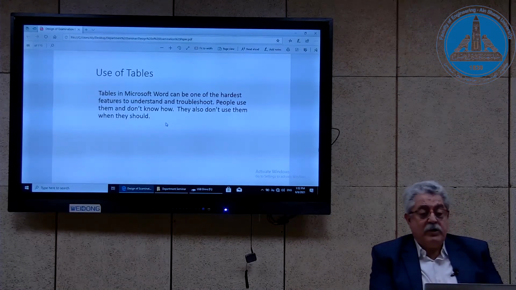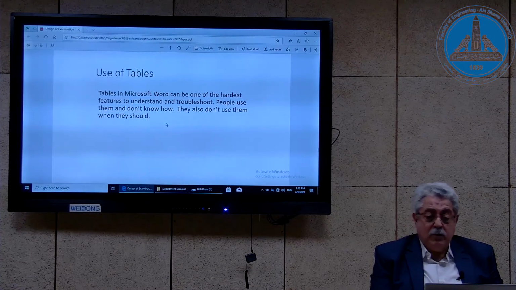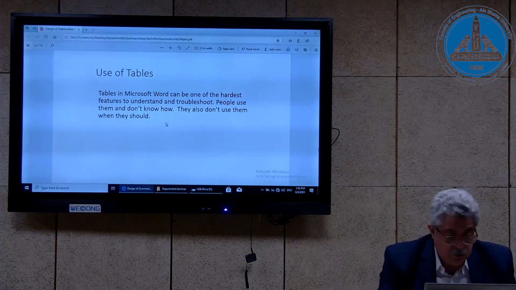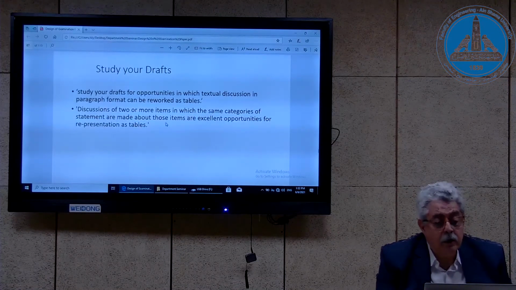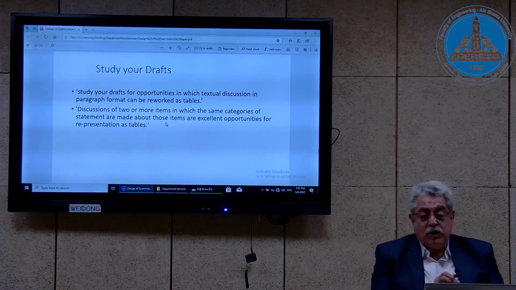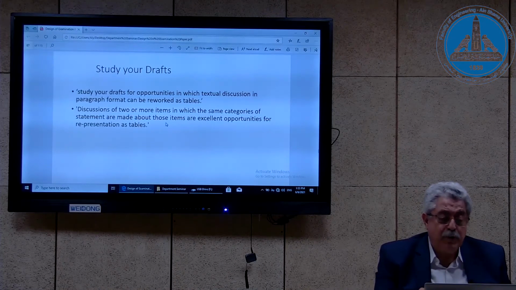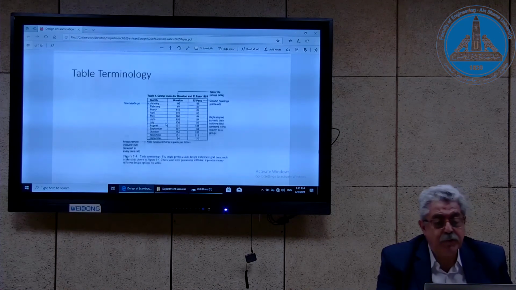The use of tables is also important because you have to look at your text, and this is also important in examination papers. People use tables without knowing how to use them, and sometimes they don't use them when they should. You have to look at your draft, because discussion of two items in which the same categories of statements are made about those items are excellent opportunities for representation as tables, as you will see here.